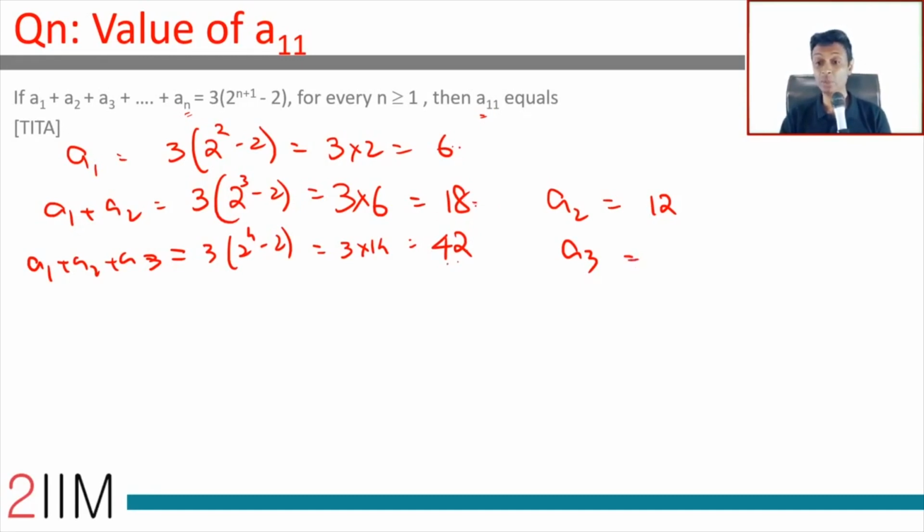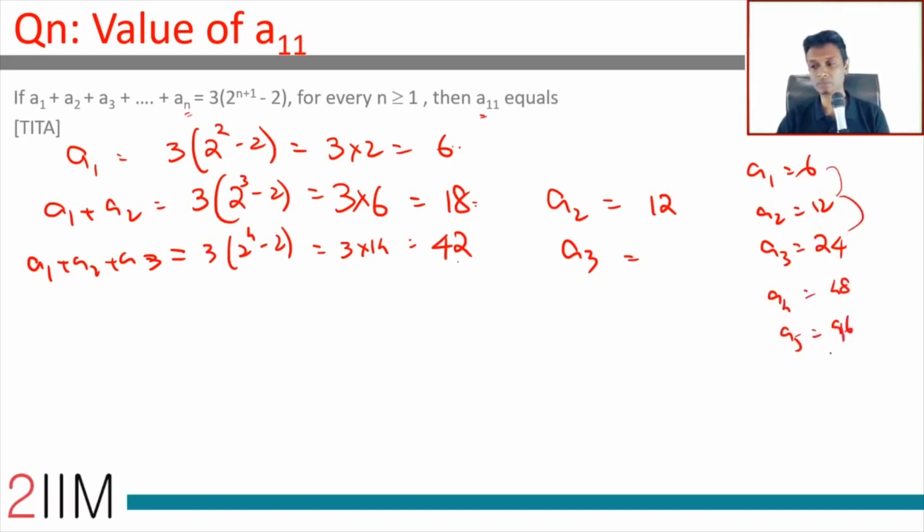Sorry, this is a1 plus a2. That's 18. a1 and a2 are 6 and 12. a1 is 6, a2 is 12. Add these two, we get 18. a3 is 42 minus 18, 24. You can clearly see the pattern. a4 will be 48. a5 will be 96.